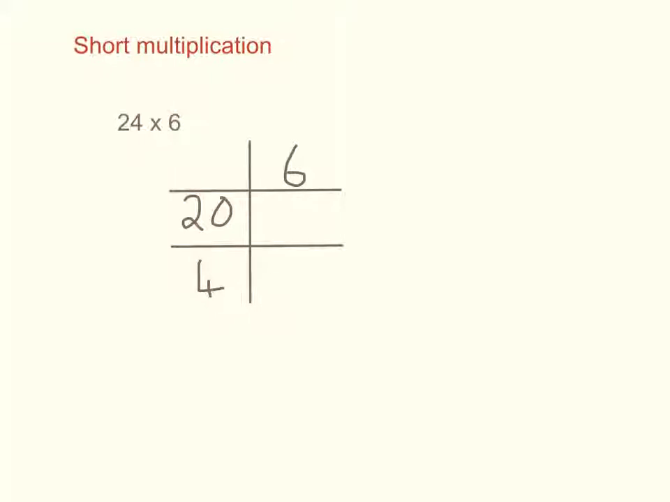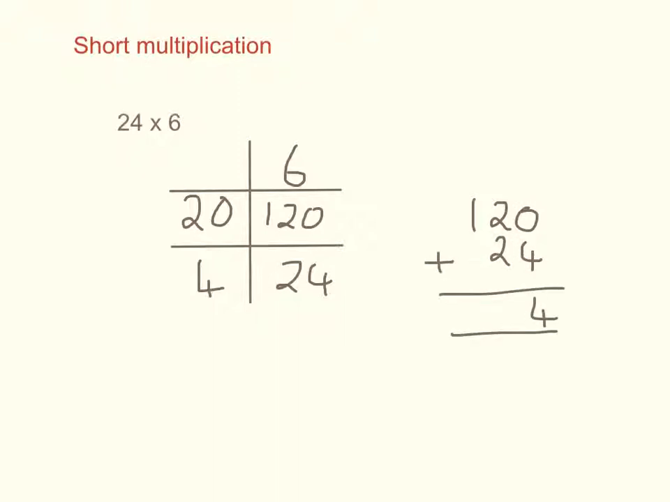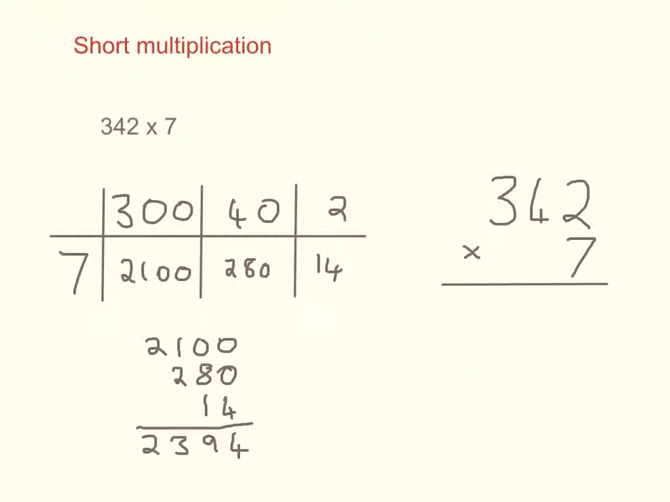To do 24 times 6, the first thing I've got to do is partition the 24 into 20 and 4, multiplying both parts by the 6. To do 20 times 6, I need to do 2 times 6 is 12, adjust it to make it 120. 6 fours are 24, and then when I add the numbers up, I need to be careful as to the columns that I lay them out into, and then of course it's just a simple case of adding them to get to 144.